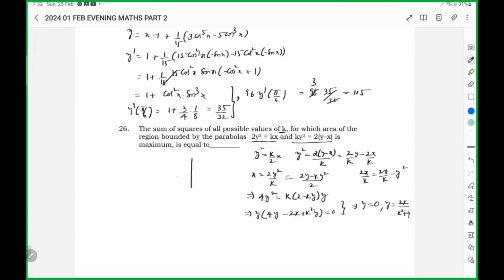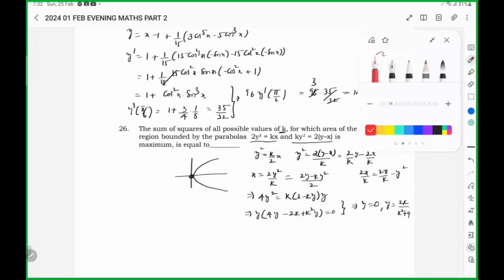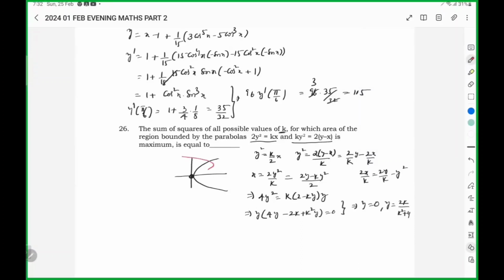Now y square equal to k by 2x, a parabola like this. And the other one, y square is minus x. They are intersecting at origin. Y square equal to minus x will be something like this. So what you have to find out is this area. At this point y0, x0, where they intersect, the y value is 2k by k square plus 4. Let me name it as L.